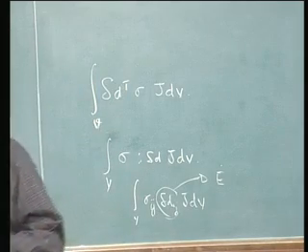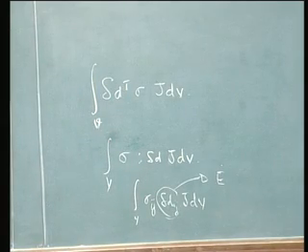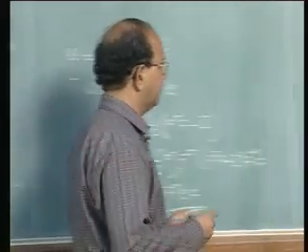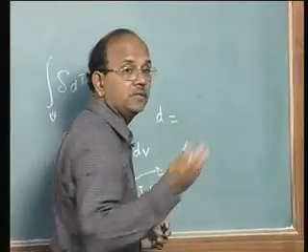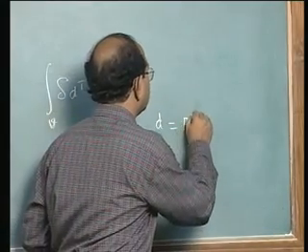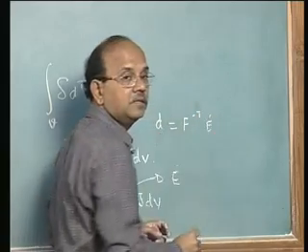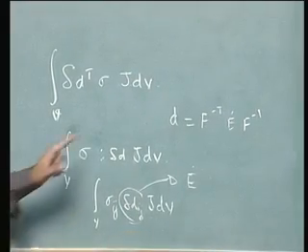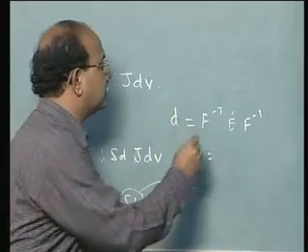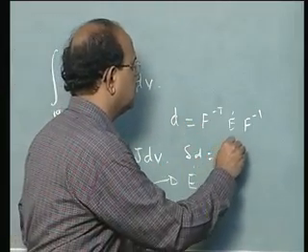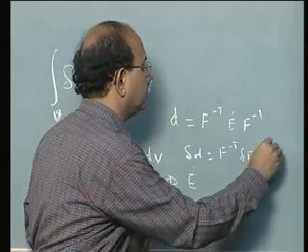Right. So what is the relationship between d and E dot? I think we had already seen that. D is equal to F inverse transpose E dot F inverse. Okay. So what is delta D now? Delta D, obviously it goes to F inverse transpose delta E dot F inverse.